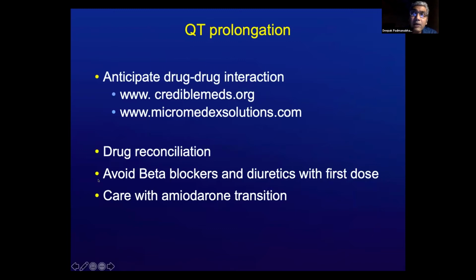If you are giving drugs which have potential to prolong the QT, it may be good to avoid beta blockers and diuretics with the first dose of that drug, especially because bradycardia and dyselectrolytemia may cause challenges with this first dose. Again, shifting patients from amiodarone to a different drug, say sotalol, also has to be done carefully, otherwise the QT may prolong in these patients.